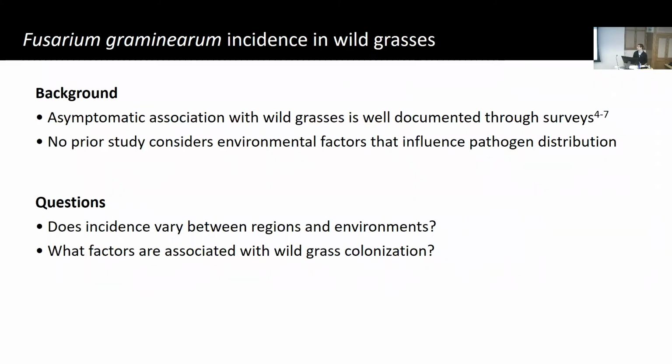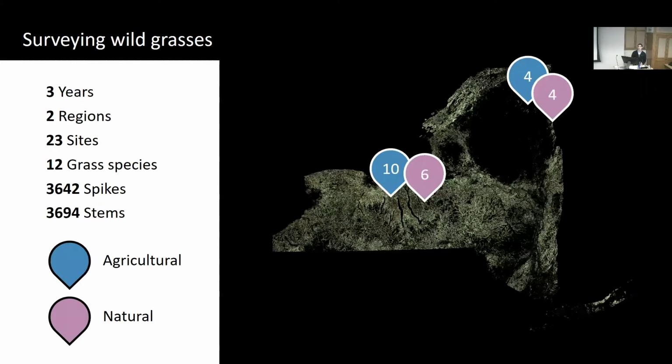But no other study has considered the environmental factors that might influence pathogen distribution. We wanted to answer these two questions: is incidence homogeneous across the state, and what factors might contribute to grass colonization? To do that, we conducted a field survey of grass spikes and overwintered grass stems from very different locations. We collected samples from 23 sites over 3 years. We focused on 12 common grass species, and we also collected infected wheat spikes from crop fields.